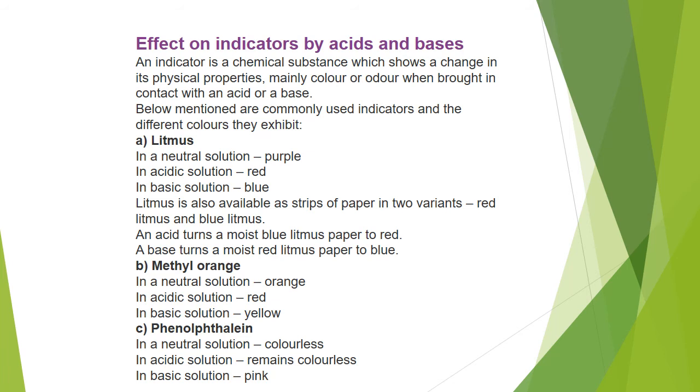Effect on indicators by acids and bases. An indicator is a chemical substance which shows a change in color, mainly, when brought in contact with acid or base. Litmus is a natural indicator, purple in color; in acidic medium it is red, in basic medium it is blue. It is also available as strips.